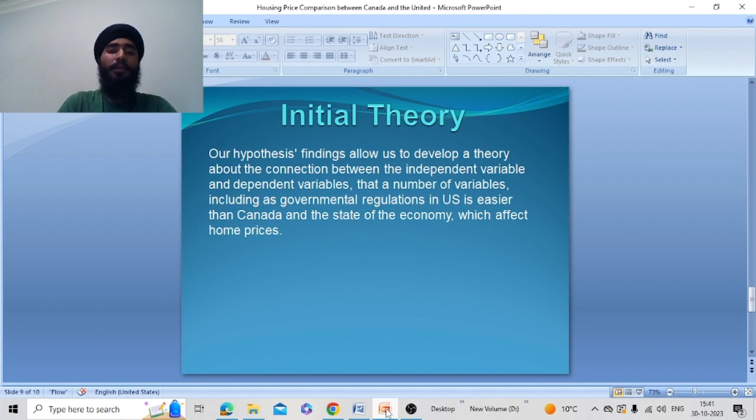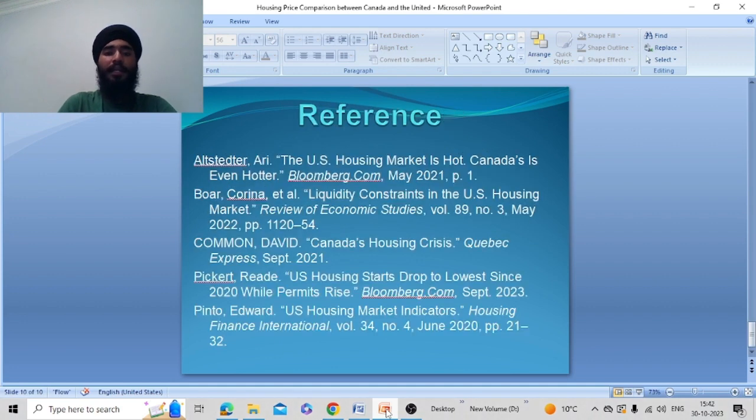between independent variables and dependent variables, that a number of variables, including government regulations, which are easier in the US than in Canada, and the state of the economy, affect home prices. In the US, they have leniency in their rules and regulations related to their mortgage and interest rate, as compared with Canada, which had very high mortgage rates. So that's it. Thank you.